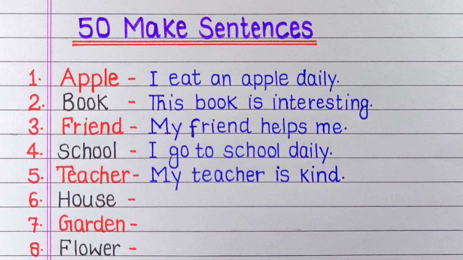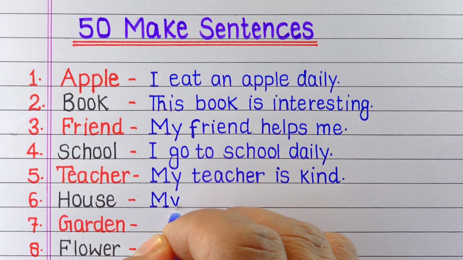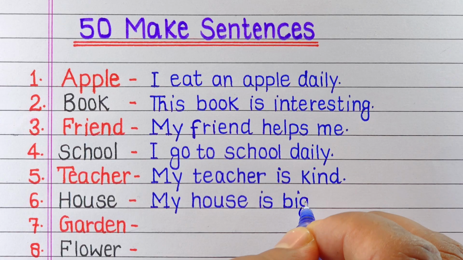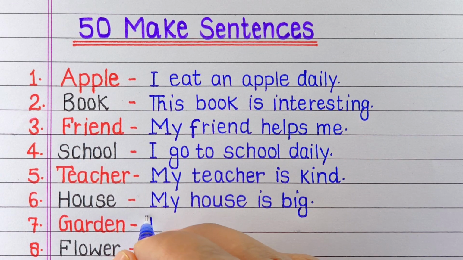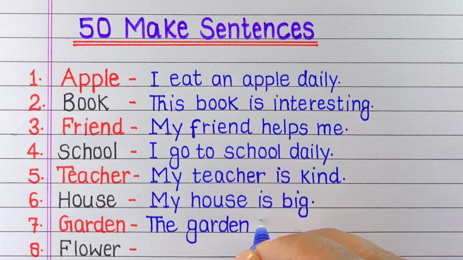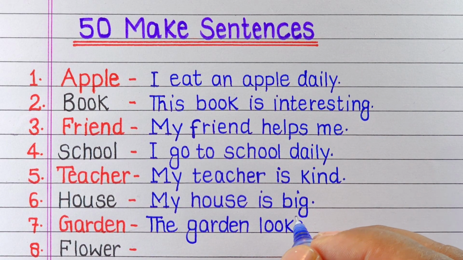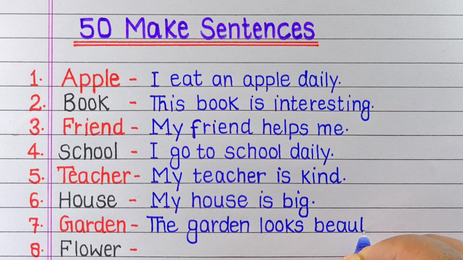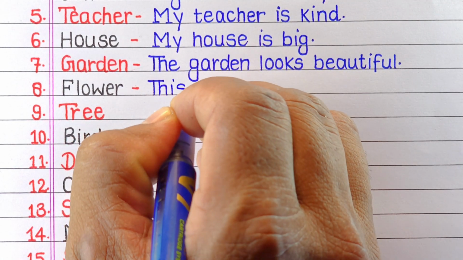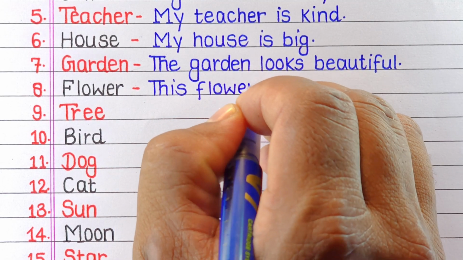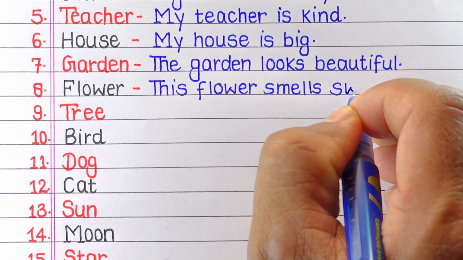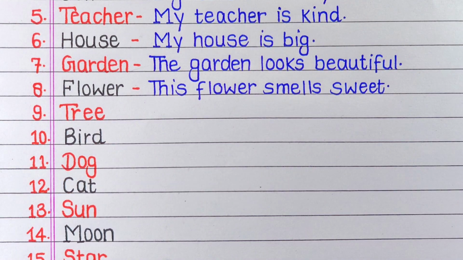5. Teacher. My teacher is kind. 6. House. My house is big. 7. Garden. The garden looks beautiful. 8. Flower. This flower smells sweet.